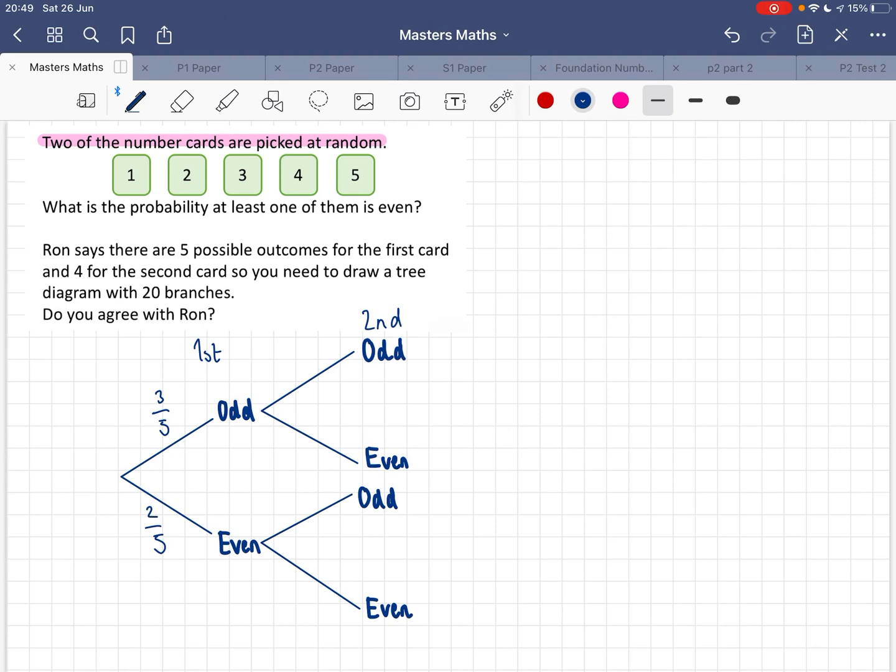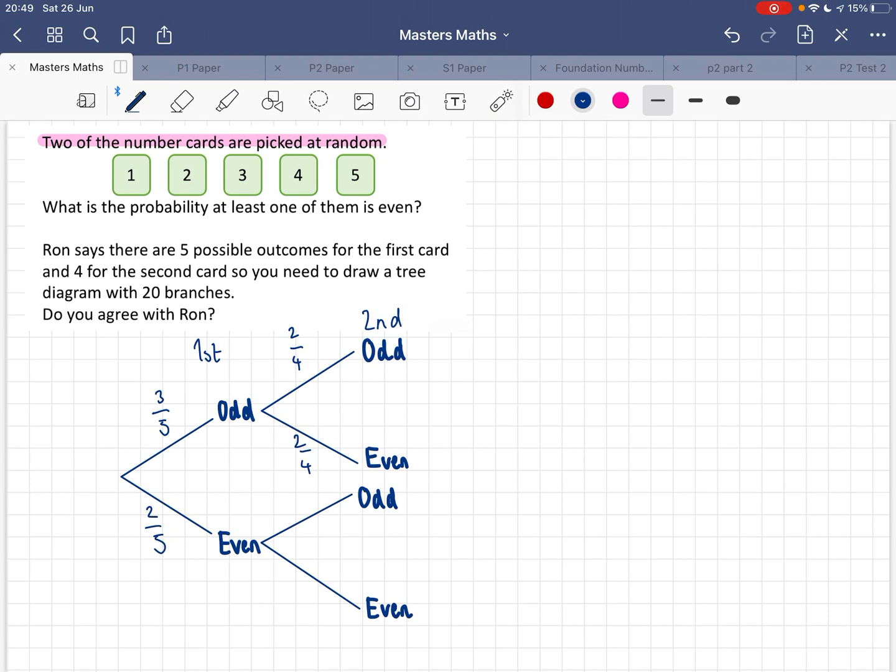So we've taken 1 card. If the first one is odd, we've got 4 cards left because we've taken 1 of the 5 away. And we've taken 1 of the odd cards, which means we're only left with 2 odd cards. And the 2 even ones are still there. That's what happens if the first card we pick is odd.